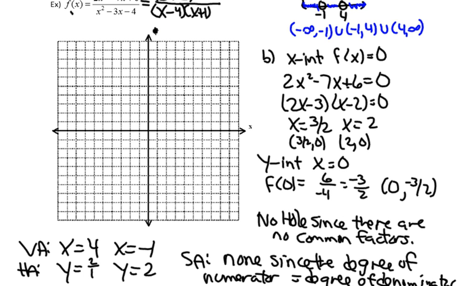Well, first of all, I'm going to change this to f of x, and I'll label these. Okay, so what I have is (3/2, 0), and I also have (2, 0), and I also have (0, -3/2). All right, so in a different color, we have a vertical asymptote at x equal to 4. And now we have a vertical asymptote at x equal to -1. And I have a horizontal asymptote at y equal to 2.